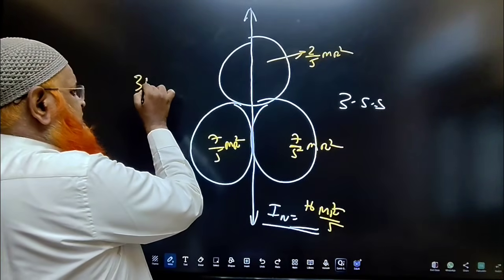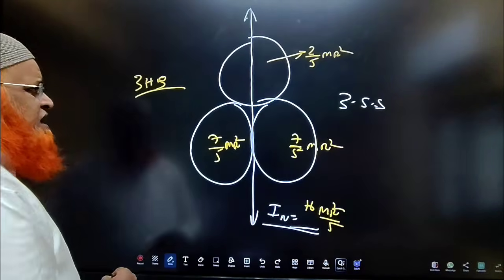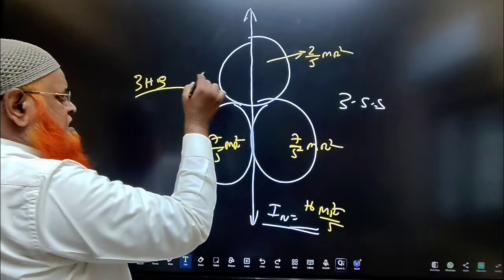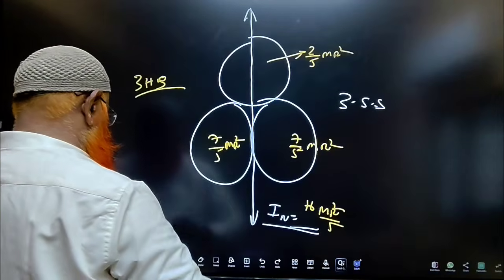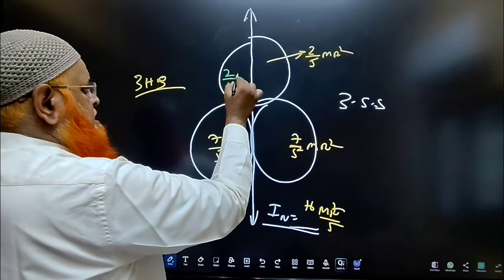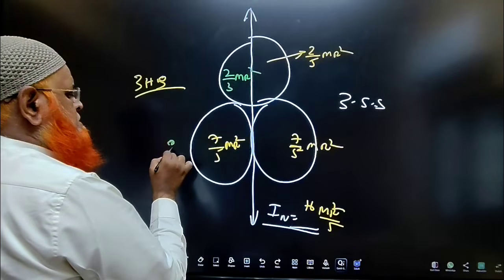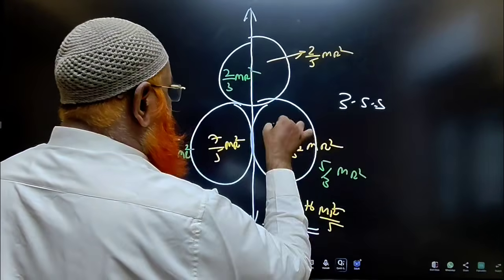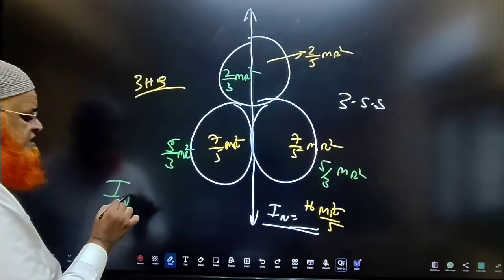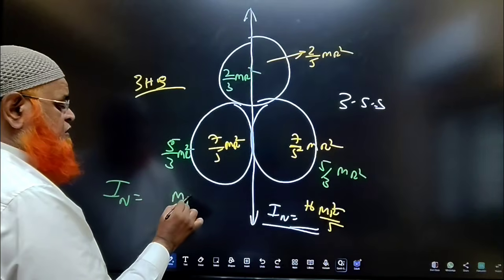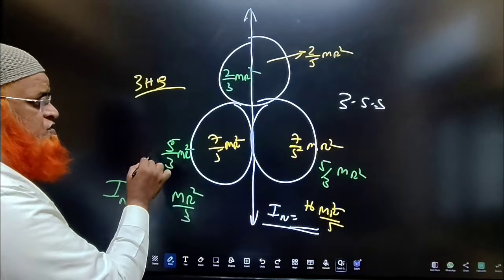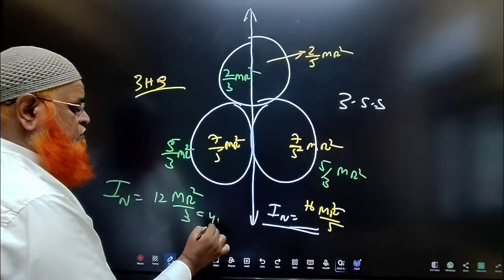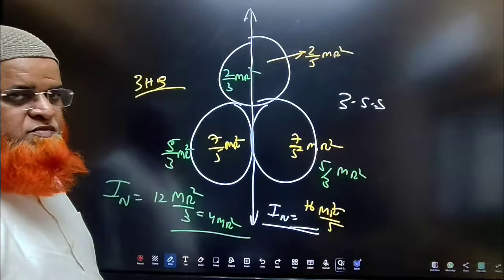So if it is 3 hollow spheres, suppose this is a hollow sphere, I will write the formulas with green color. This is 2 by 3 mr square. What is this? 5 by 3 mr square. What is this? 5 by 3 mr square. Now this is a hollow sphere, not a solid sphere. So what is I net for a hollow sphere? See, mr square by 3 is common. So 5 plus 5 is 10, 10 plus 2 is 12. So this is going to be 4 mr square. Is it understood what I am saying now?